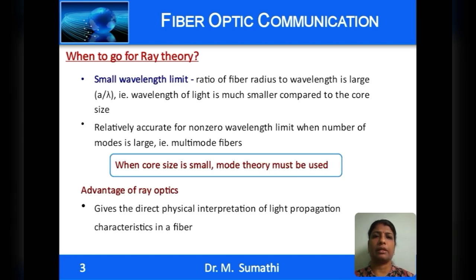When can we go for ray theory, or when is the assumption for ray theory valid? It is under the small wavelength limit, that is, when the ratio of fiber radius to the wavelength is large, that is, when the numerator is large and the denominator is very small, or when the wavelength of light is very small compared to the core radius.